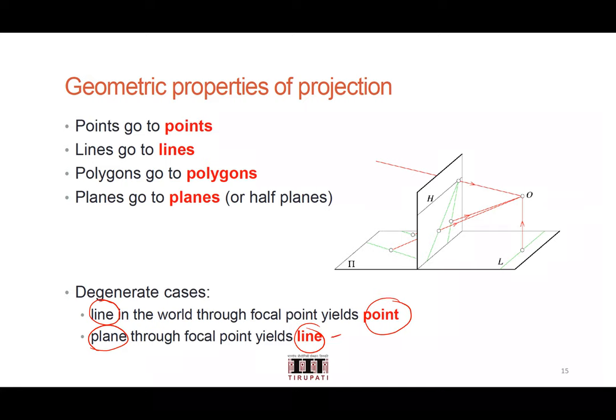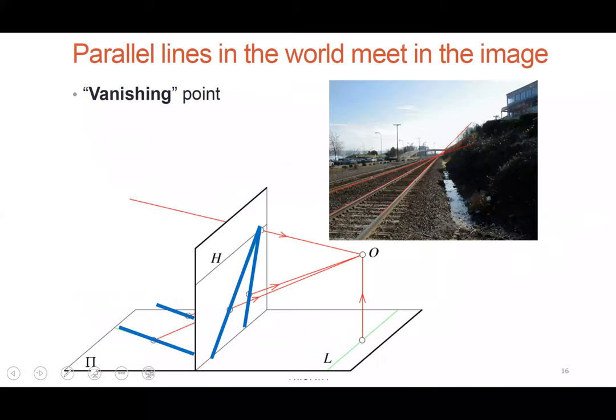But anyway, barring these exceptional cases, points would map to points, lines could map to lines, but of course they could get skewed up. Polygons would still map to polygons and planes to planes with some effects. So that's what would happen.